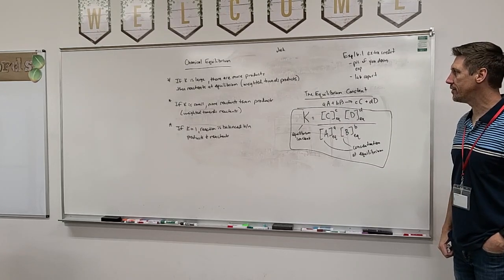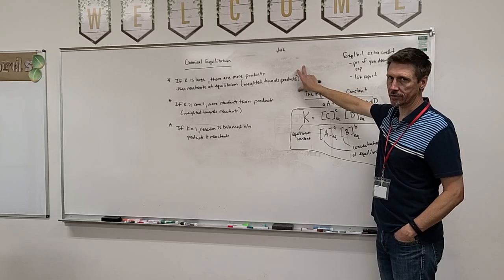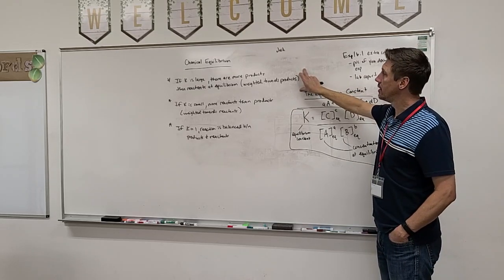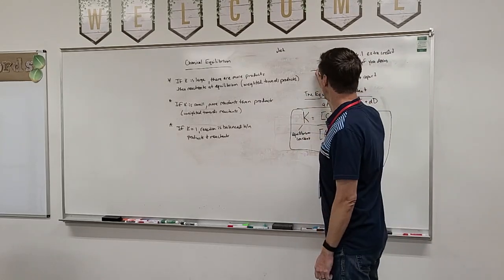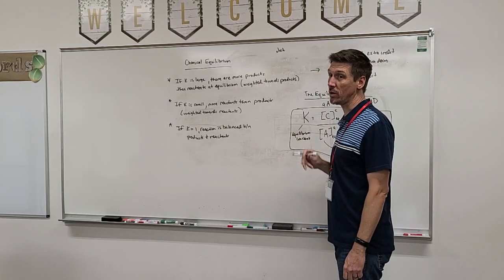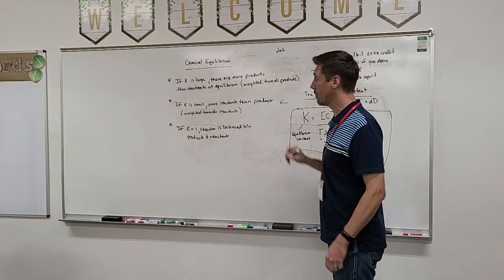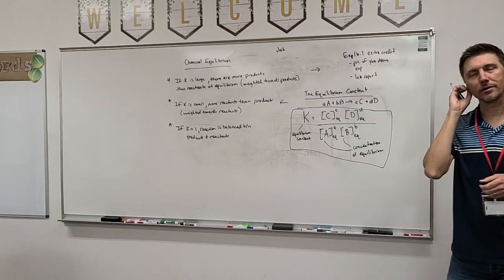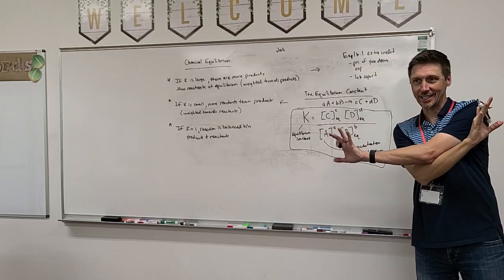So if this is heavily weighted towards the products, if K is really large, then we don't write two arrows. We just write one arrow in our reaction. If K is really, really small, we could write the arrow that way, but we don't usually do that. Usually we just flip the whole thing around, and what was the products becomes the reactants.